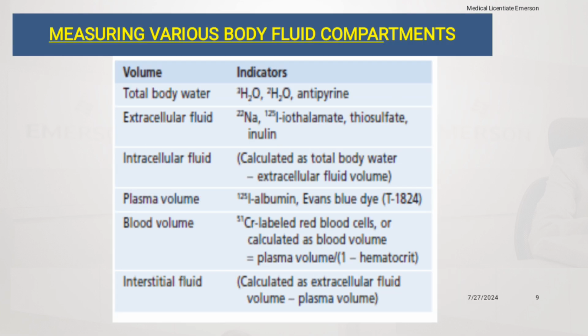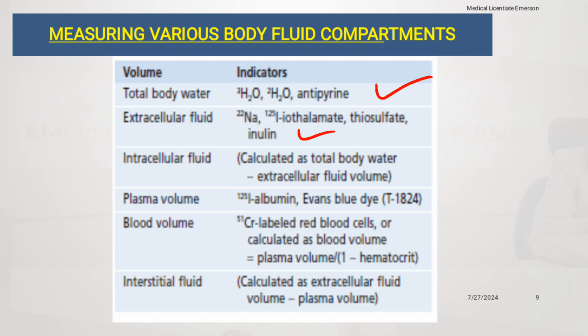Okay, so how do we measure various body fluid compartments? For total body water, we can use deuterium oxide, tritium oxide, and antipyrine as indicators. Then for extracellular fluid, other indicators we can use are sodium, iothalamate, thiosulfate and inulin. These are indicators we can use.